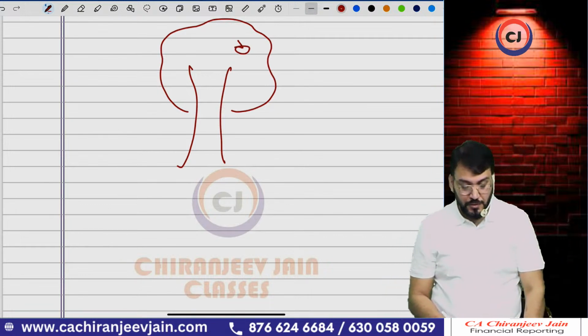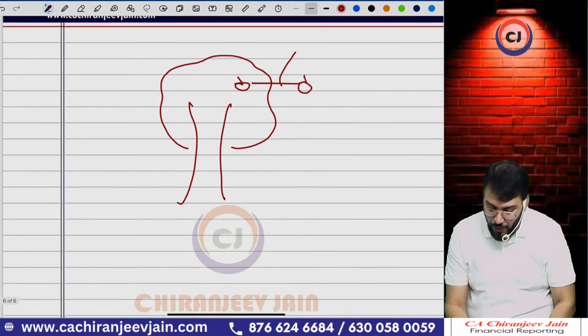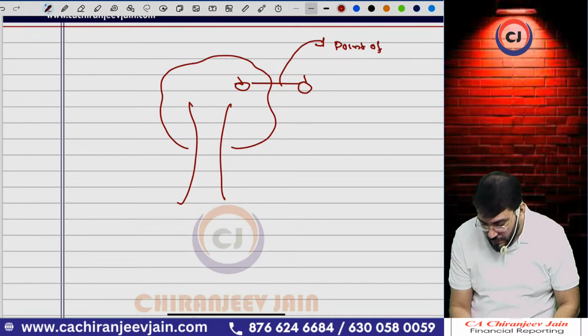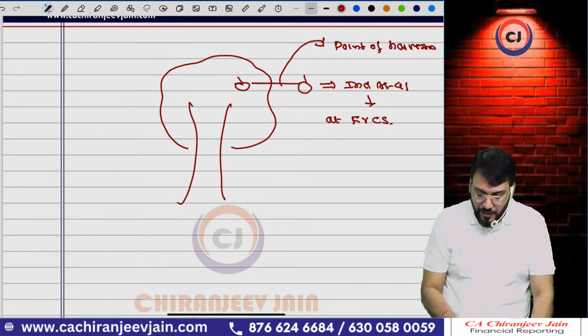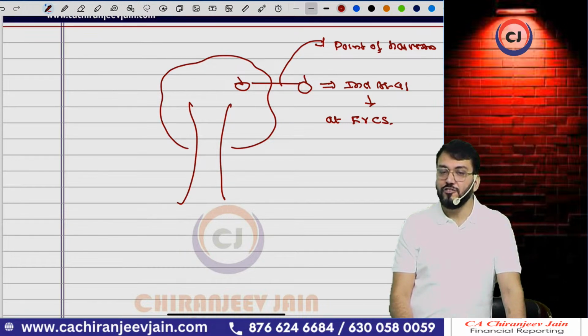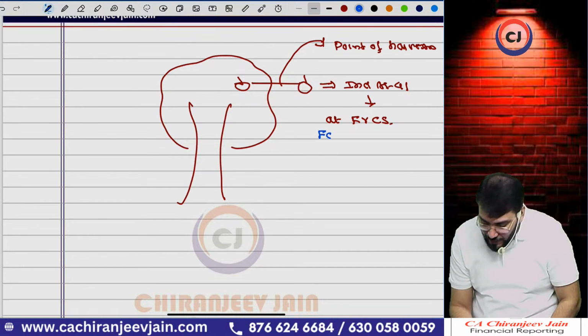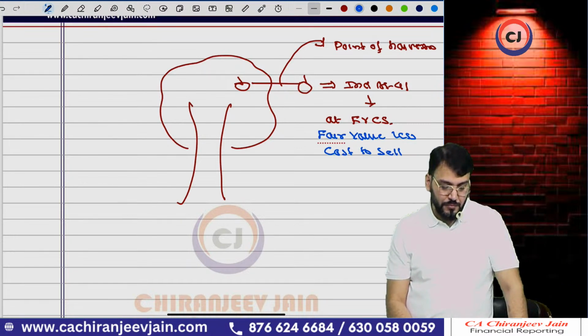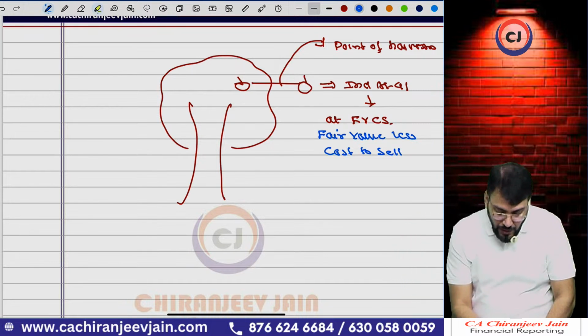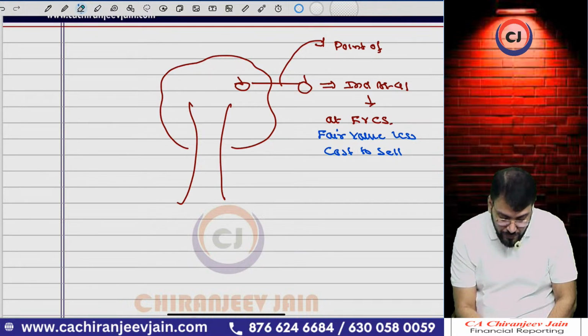This is the mango tree. So at the point of harvesting, which Ind AS is applicable? Ind AS 41. And Ind AS 41 says that initially, at this point of time, it will be measured at fair value less cost to sell. Fair value less cost to sell. Understood? So this is known as the point of harvesting.